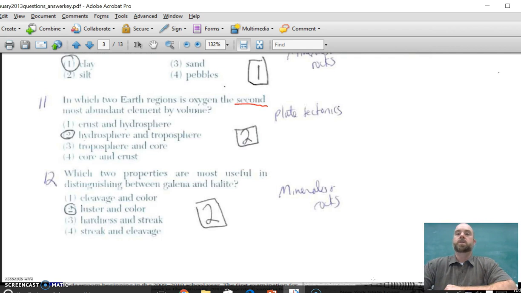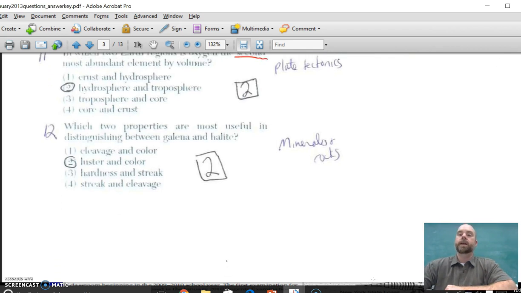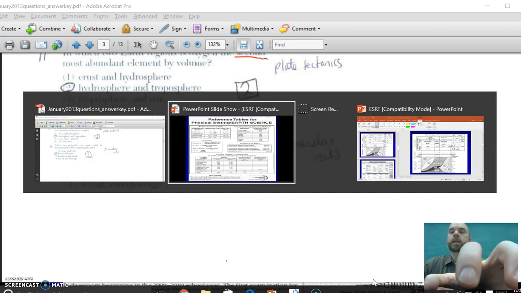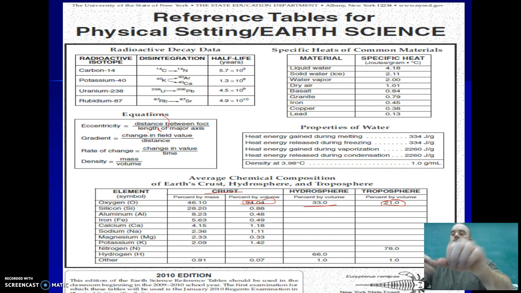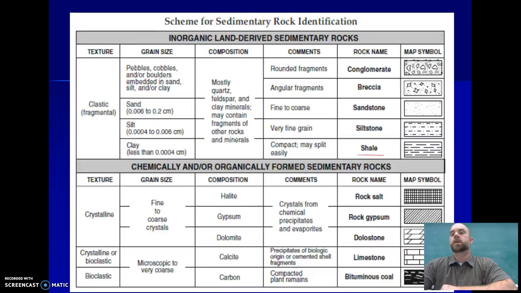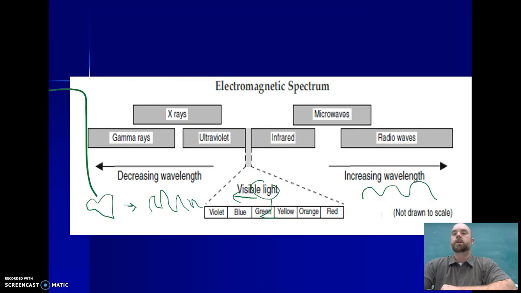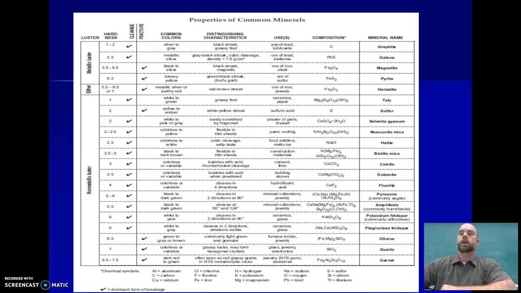Which two properties are most useful in distinguishing between galena and halite? All right, this one is another one for the ESRT. So we're going to look at galena and halite. If we go to the end of the ESRT, we're going to find galena up on the top here. We know that galena has a metallic luster. And then halite is over here, and we know that halite has a non-metallic luster.